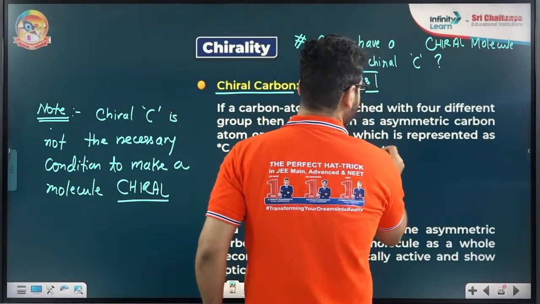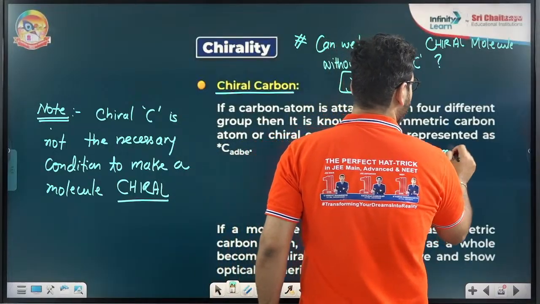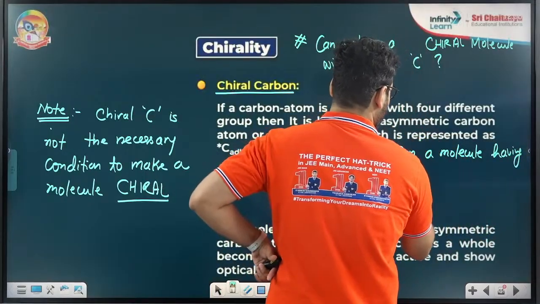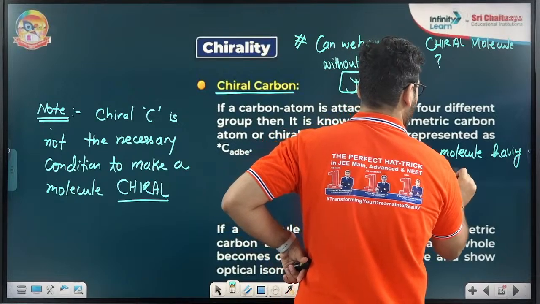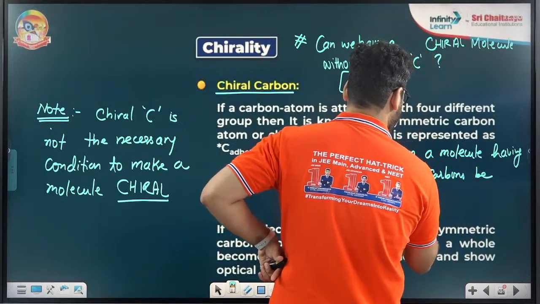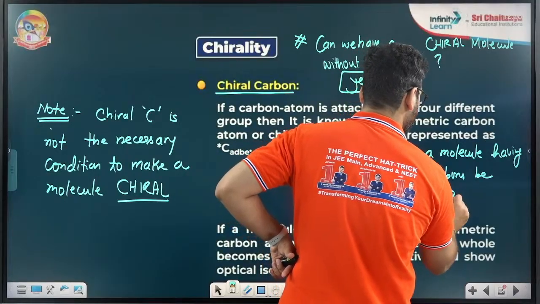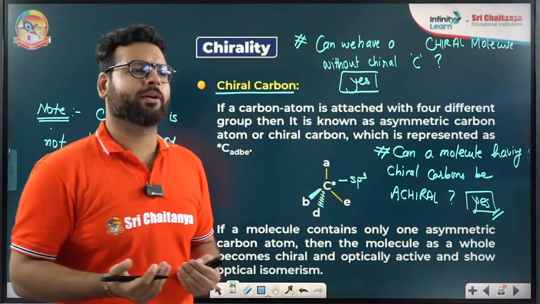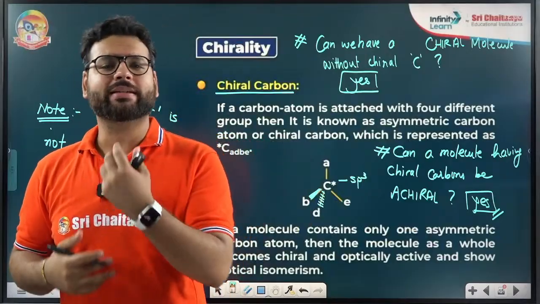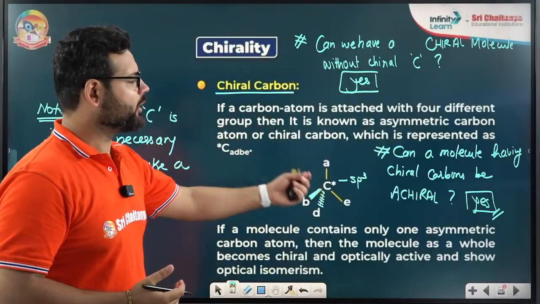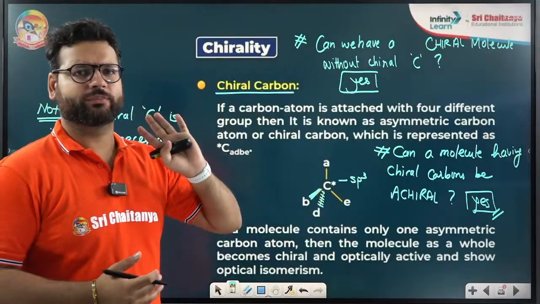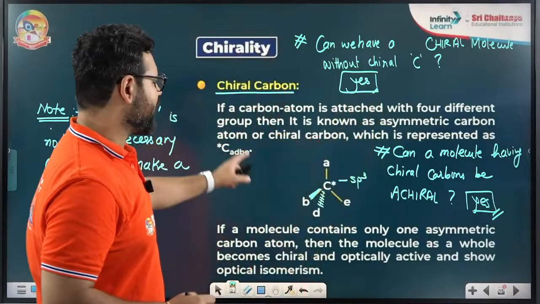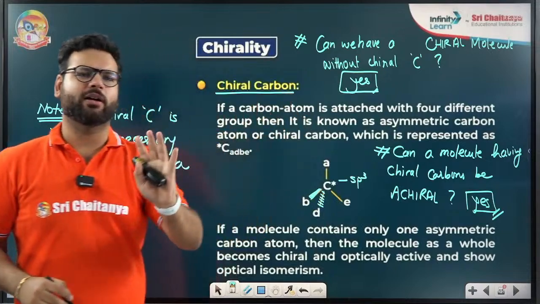Then the question is, can a molecule having chiral carbons be an achiral molecule? Answer is again yes. So there is a possibility that the molecule has chiral carbons, but still the molecule is achiral. This is also possible. Both examples will come as the class continues. Something you should remember. So what is a chiral carbon? An sp3 carbon attached to 4 different groups.